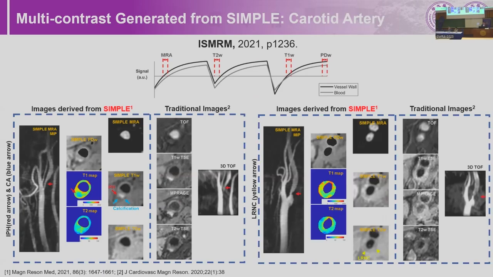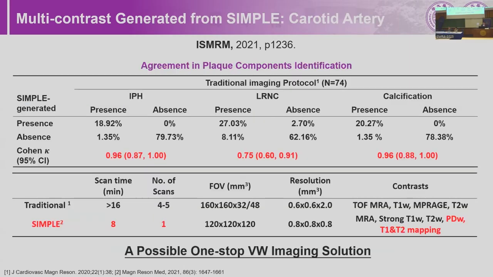So this is a study where we use our SIMPLE, which was originally invented for T1 and T2 quantification in one scan. But we can actually generate MRA from it, and T1 weighted, T2 weighted, proton density weighted, and also the T1 and T2 mapping from it. And this is a carotid study. We showed the agreement of our SIMPLE generated multi-contrast imaging compared with the traditional imaging protocol.